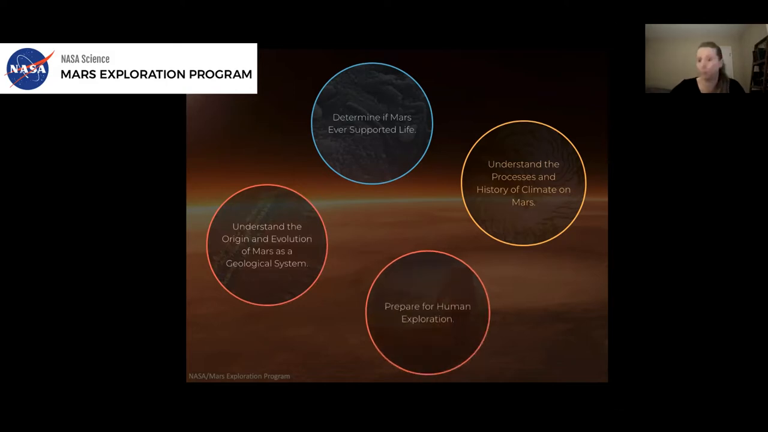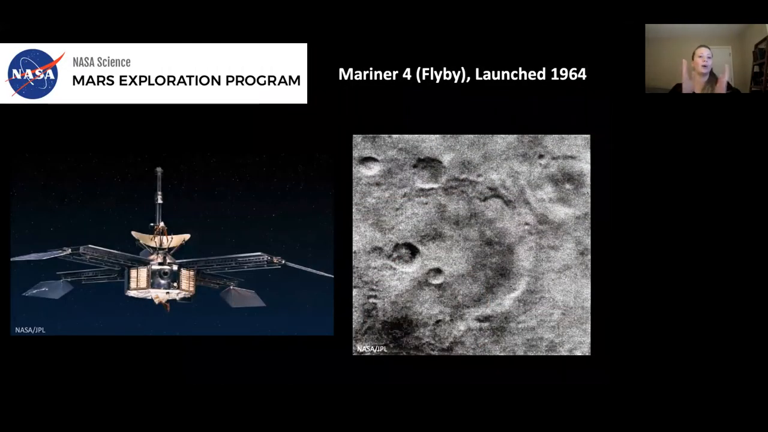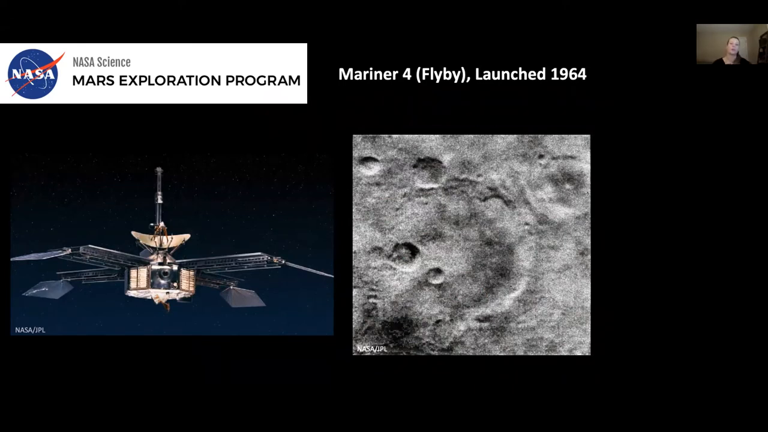And lastly, humans. We want to understand how can we best prepare for human exploration, which requires a good understanding of the terrain, the climate, the composition, and certainly the levels of radiation on the surface, which is something we've been monitoring for a long time. So I think it's so cool looking at what's gone on over the past 60 years. So I'm just going to touch on a couple missions.